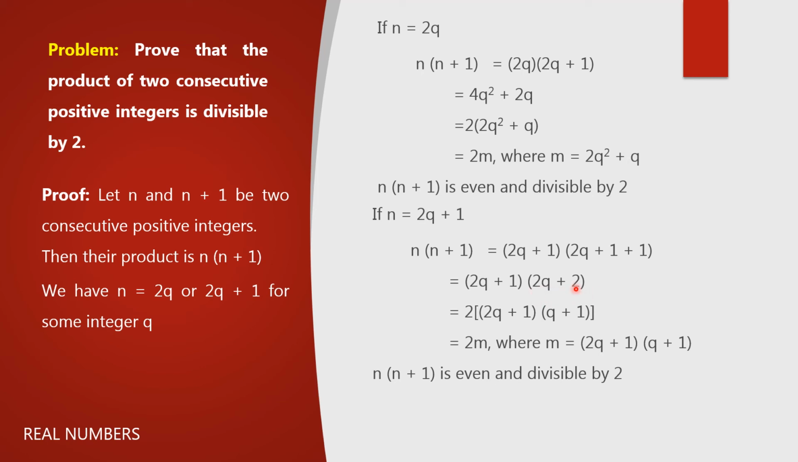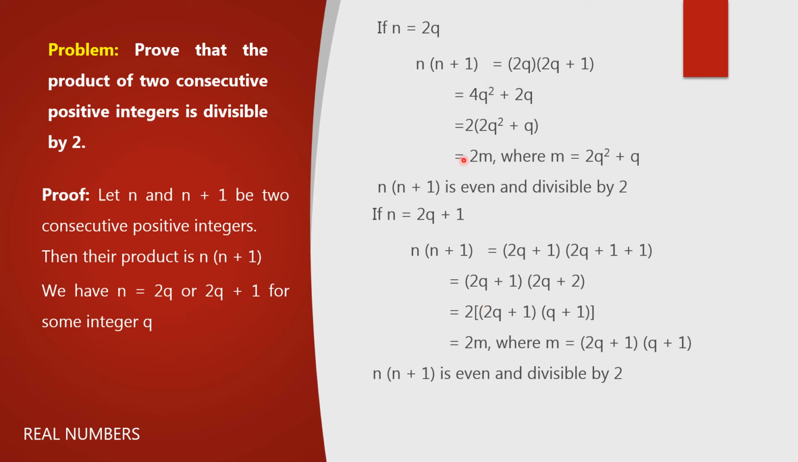From the second product, I can take common 2. Write this 2 here. 2 into 2q plus 1. Here 2 I have taken common, q plus 1. This one I can write 2m, the remaining portion as m, where m is equal to 2q plus 1 into q plus 1. Therefore n into n plus 1 is in the form of 2m. That's why it is even. Even means divisible by 2 here.